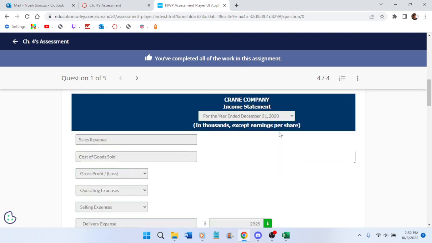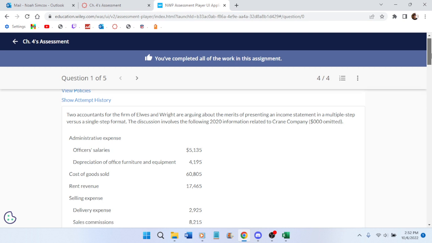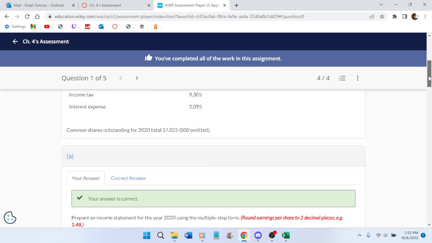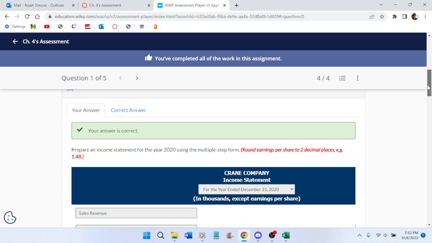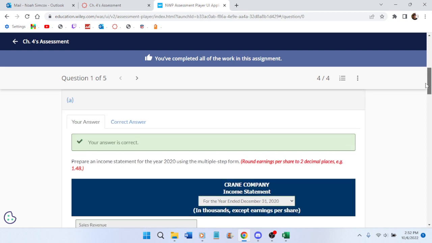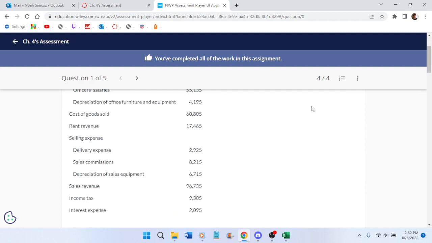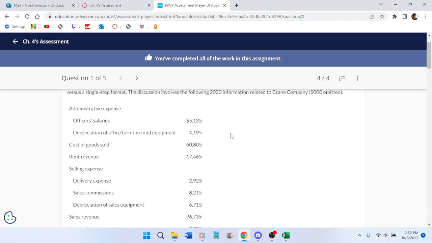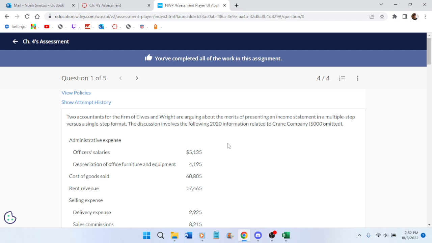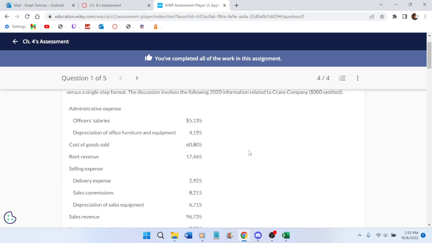Okay, so what we will do is this. Prepare an income statement using the multiple step form. This feels like a waste of time. I feel like I already know how to do this. We just need to look at all this stuff here. I need to focus on things that are actually hard.